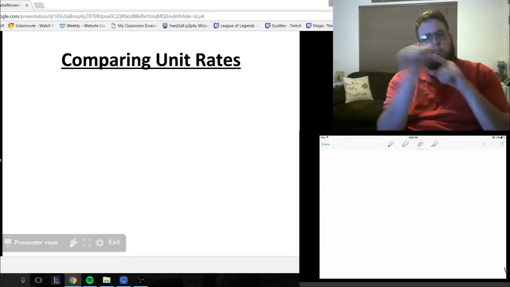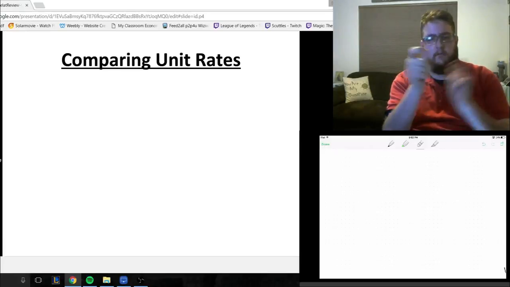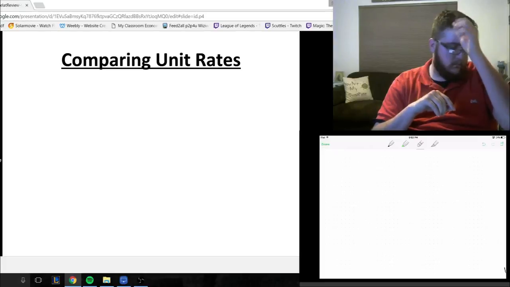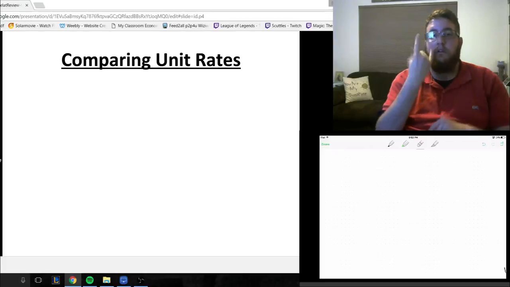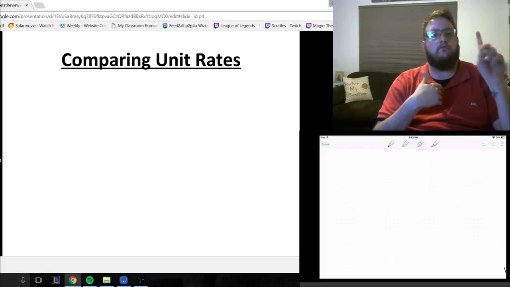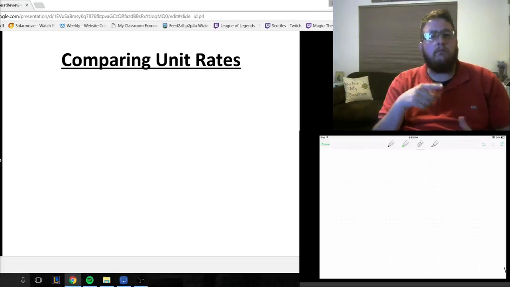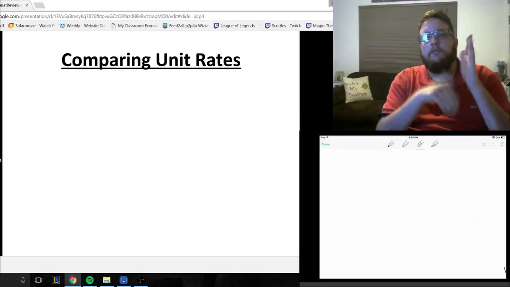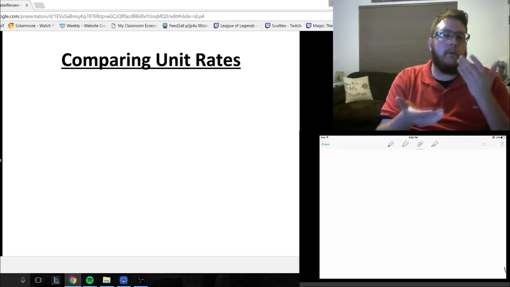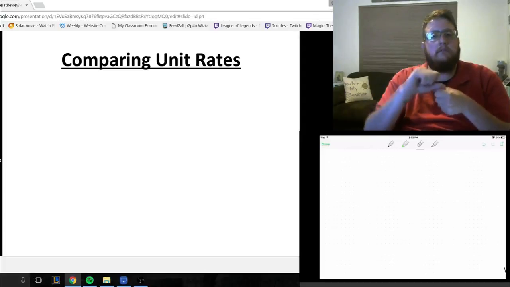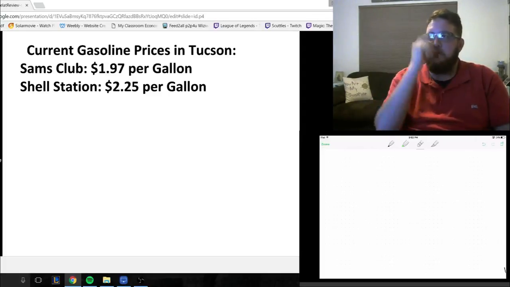So now we've practiced taking ratios and determining unit rates, but now we're going to talk about comparing unit rates. So if you've got 2 unit rates, we can take those and compare them to each other. Maybe we're trying to find which is the bigger rate. Maybe we're trying to find which is the smaller one, or maybe we're trying to find what the best deal is. For example, maybe we're talking about gasoline.